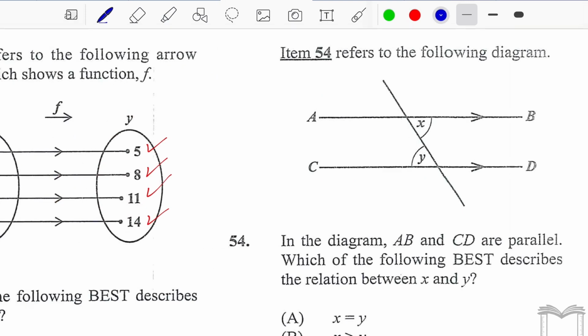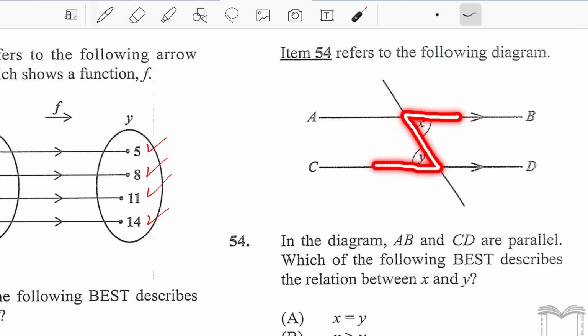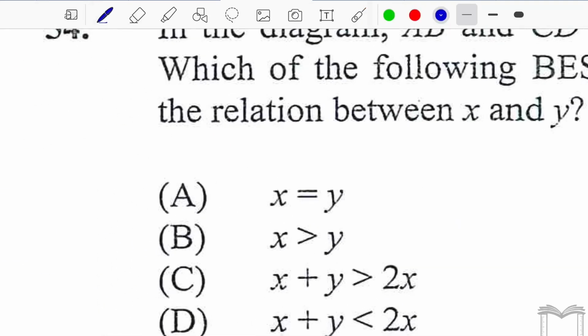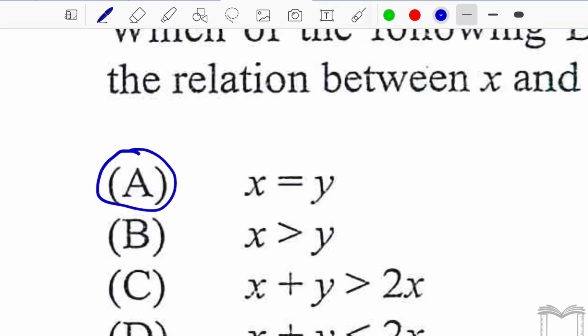Item 54 refers to the following diagram. In the diagram, AB and CD are parallel. Which of the following best describes the relation between X and Y? So, what type of angle is this? We call this alternate angles or Z angles. So you see how a Z is being formed here? We call it a Z angle or an alternate angle. So X and Y would be equal. That's the rule. So that would be A.